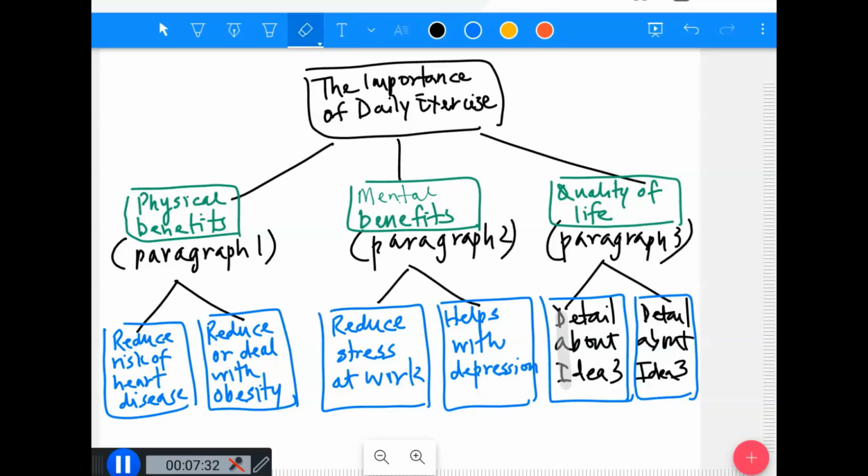And the third idea that we discussed as relating to the importance of daily exercise is that it improves the quality of life. One detail that I can add to this point is that it increases the ability to enjoy more activities, and these can be activities with others or on your own, or just be able to achieve something that you haven't been able to achieve in the past.